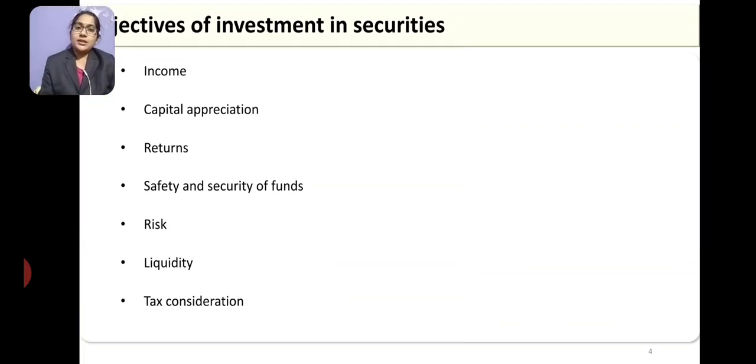So before that, let's discuss one very important concept before we go to risk and return. What is the major objective of investment? Why do people make investment? Okay. So first and foremost, people invest because of earning income out of it.